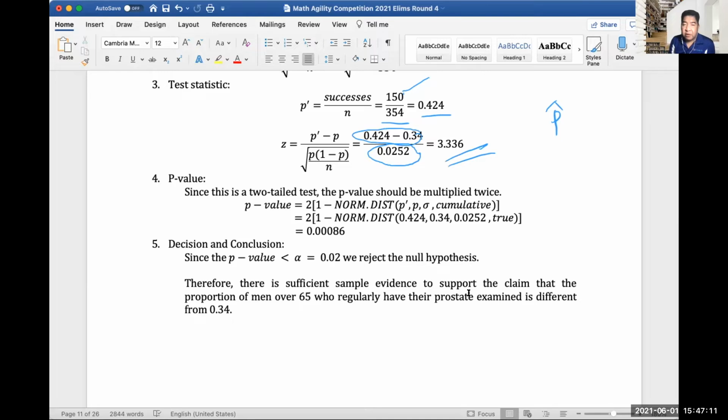And then let's go for number 4, which is the p-value. We know that this is a two-tailed test based on our hypothesis, right? It's either equal to 0.34 or not equal to 0.34. So that's a two-tailed test, and we should multiply our p-value by two. If you draw it, what we will be solving in our p-value, the one inside the bracket, would be from here up to here.